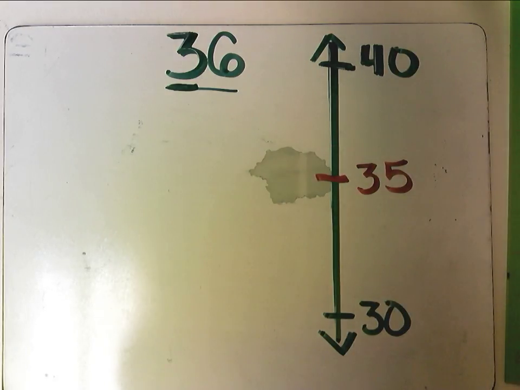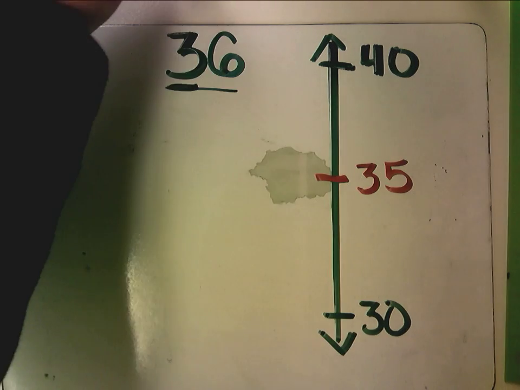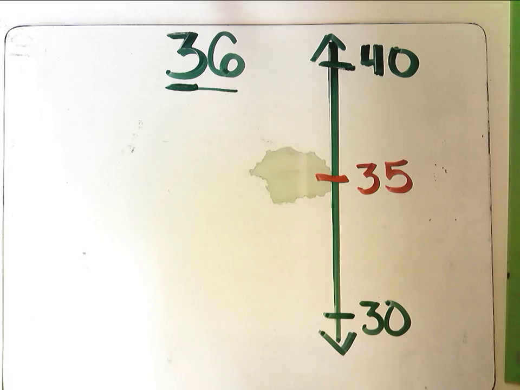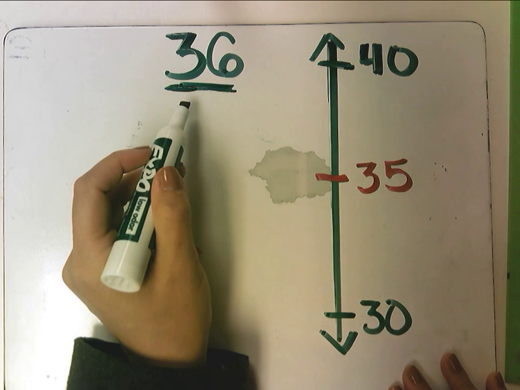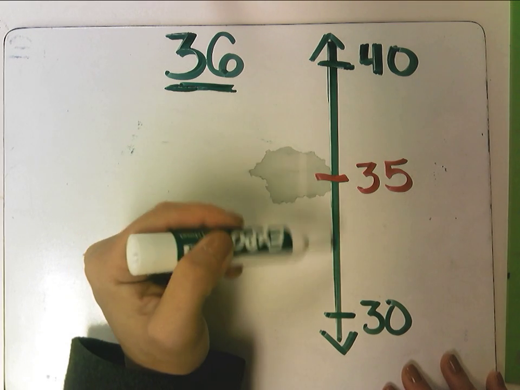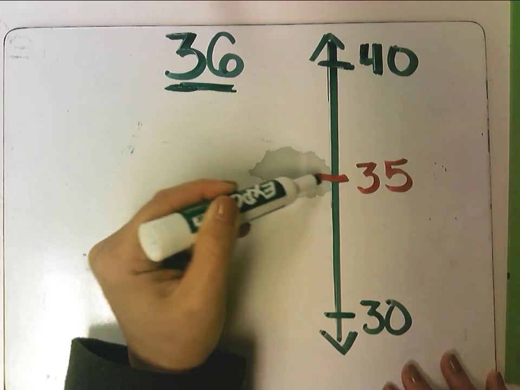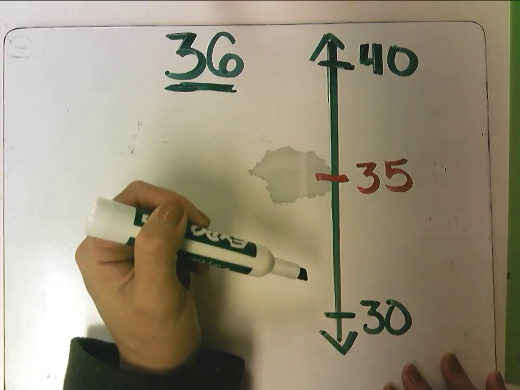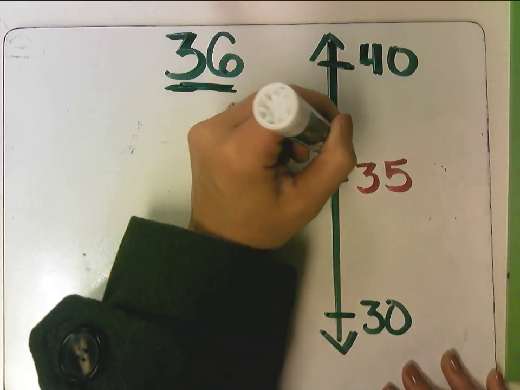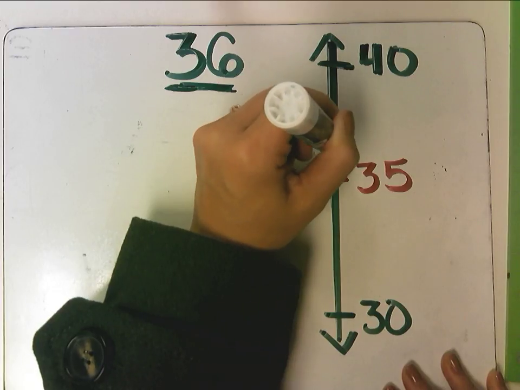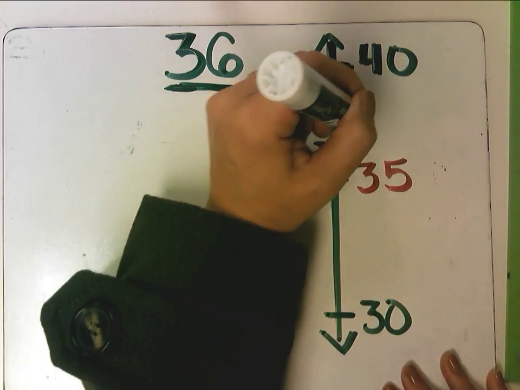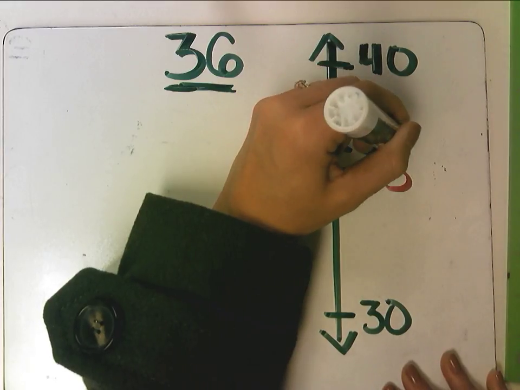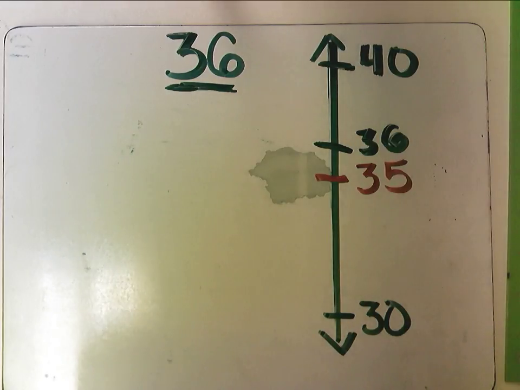That's our next step. After that, we need to make a tick mark for where the number 36 would fall on our number line. Is the number 36 greater or less than 35? The number 36 is greater than 35. So we put a tick mark above 35 because it's right about there on our number line.